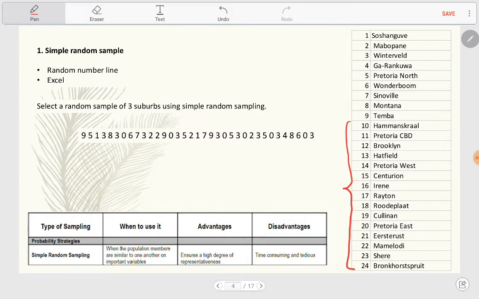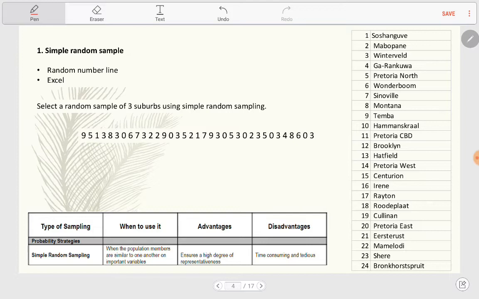So then generally, when do you want to use this kind of sampling? You want to use it when the members in your population are kind of similar to one another. So there's no distinct difference between, let's say, Soshanguve, Mabopane, and even that one, and amongst themselves and so on. They're kind of similar, so then you can pick a random sample from them. The advantage of this approach is that it has a high degree of being representative. When we say representative, we mean we want it to be almost like a mini version of the whole population, so it represents the big population well.